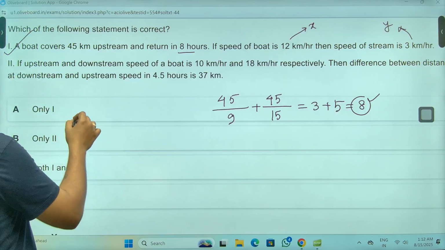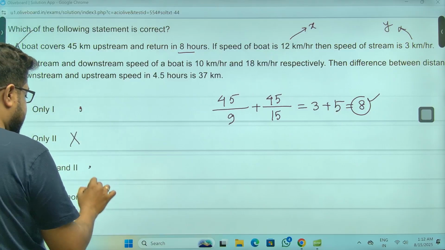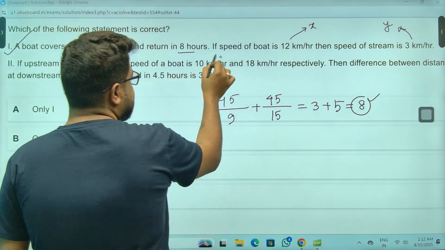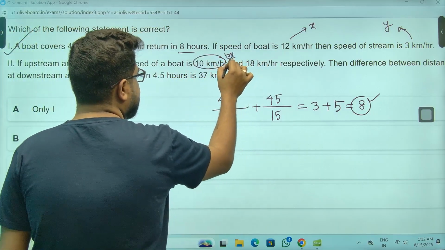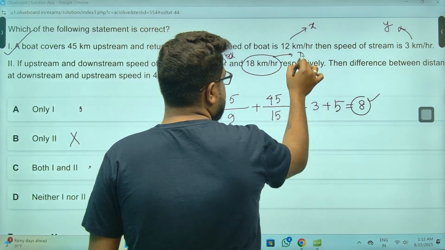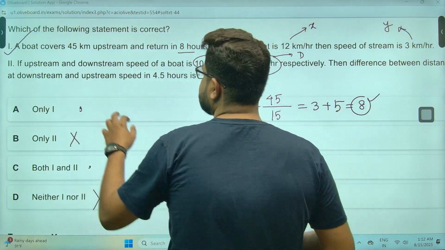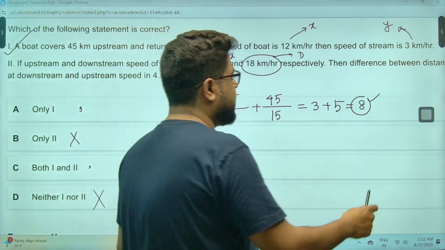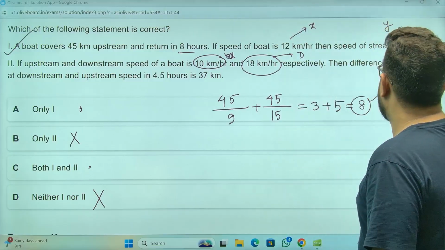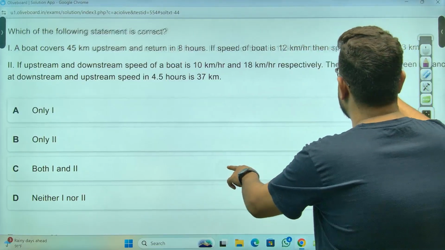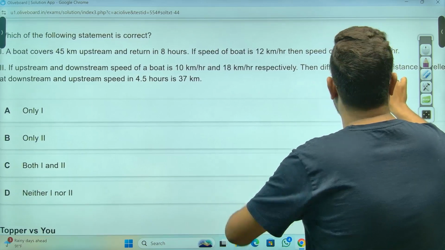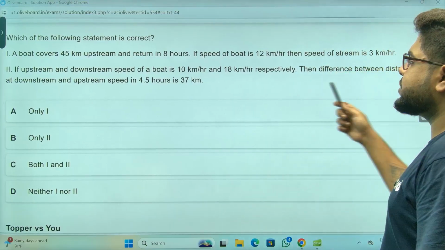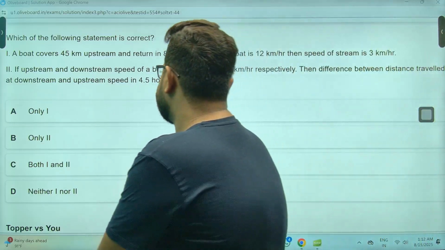So my answer can be either A or C. B and D I can eliminate right away. Now, the second one: upstream and downstream speed is this. X, sorry, this is U and this is D. Difference between the distance traveled at downstream and upstream speed in 4.5 hours. Sir, I have done a blunder. I've just zoomed in a little bit more.